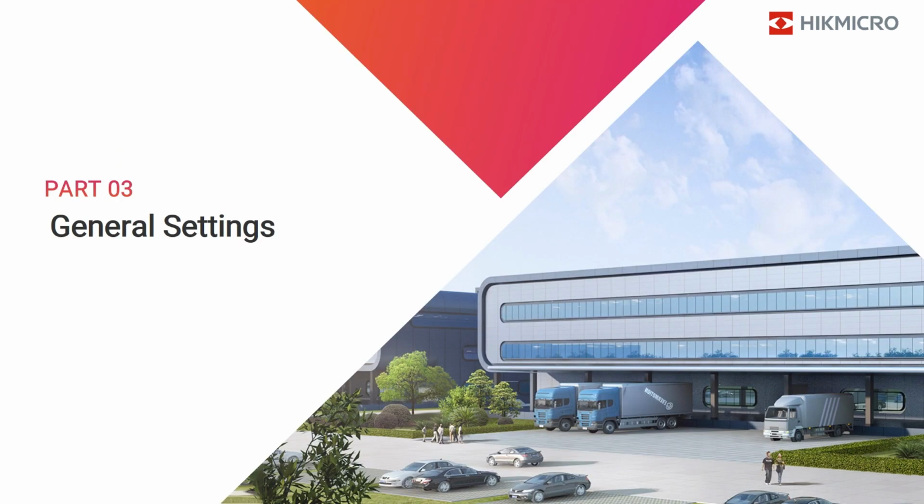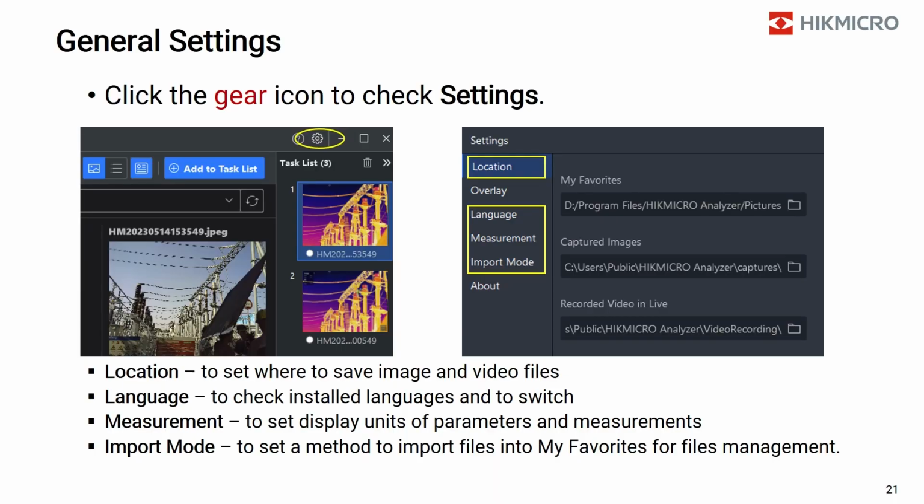The third part will deliver an introduction to general settings of HIKMICRO Analyzer. Let's continue. First of all, users can click on the gear icon in the upper right corner of the client interface to check Settings. In the Settings menu, there are several options designed for different functions.